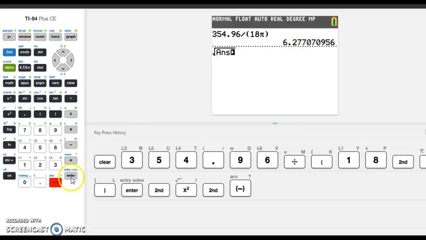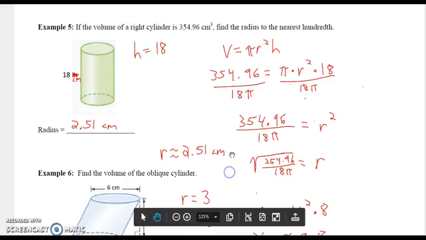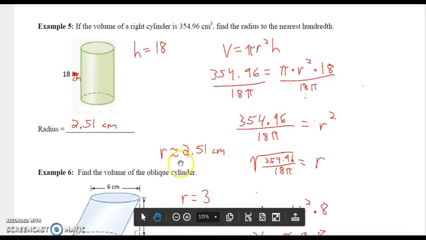Okay, so now I'm going to hit enter, and it took the square root of this precise answer up here, so I only have to round once. So I'm going to round to the nearest hundredth, which is this decimal place, so it's 2.51. Okay, so that's where I got this answer here for the radius. Okay, and it's in centimeters.